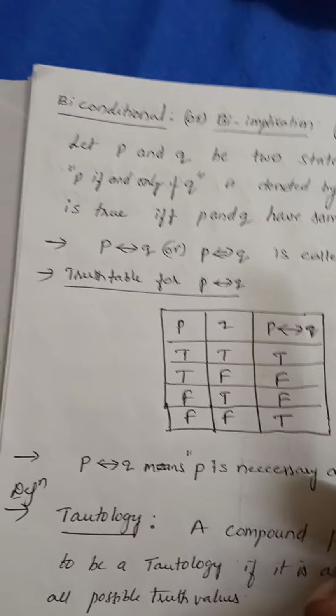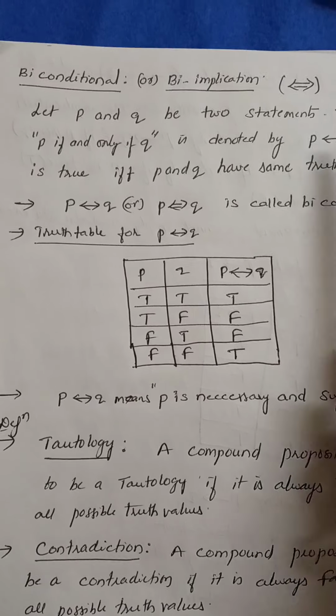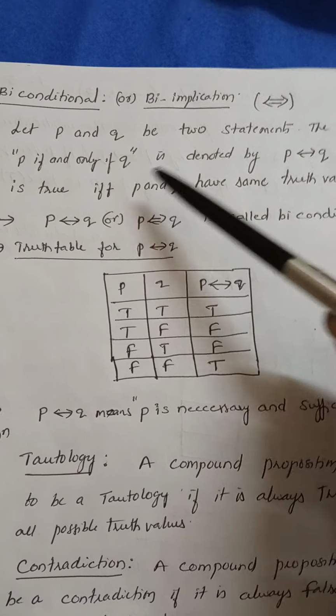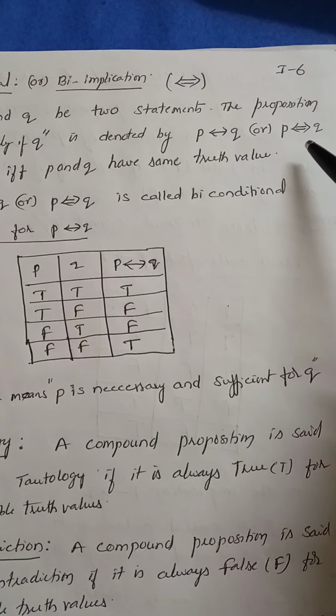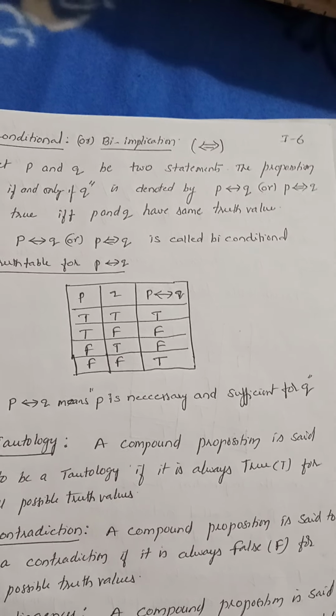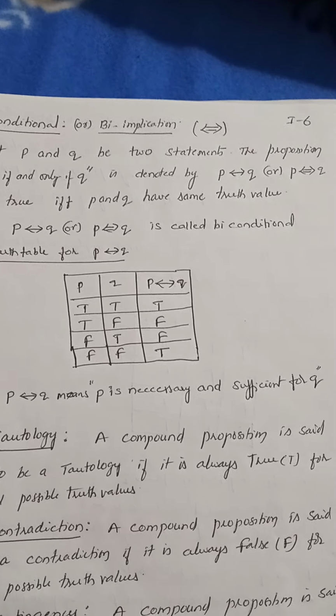Once again, go through the definition. What are P and Q? P and Q are two statements. The proposition P if and only if Q is denoted by this notation P, double arrow, Q. It is true if and only if P and Q have the same truth values, right? The truth value of bi-implication is true if both the propositions or statements have the same truth value, right?